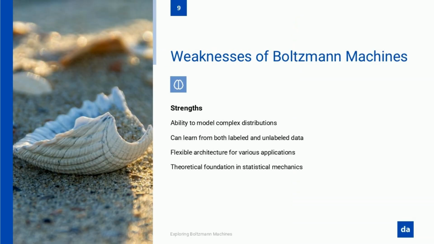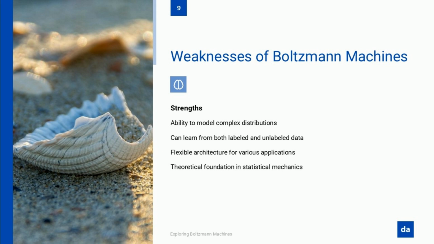While Boltzmann machines have some impressive strengths, they also come with significant weaknesses that have limited their widespread adoption. Understanding these challenges is crucial because it helps us see why they haven't become as mainstream as other neural network architectures. One of the biggest weaknesses of Boltzmann machines is their computational complexity. Unlike traditional neural networks that use straightforward gradient descent, Boltzmann machines rely on stochastic sampling techniques, such as Gibbs sampling, to update their weights. This makes training incredibly slow, especially for large data sets.